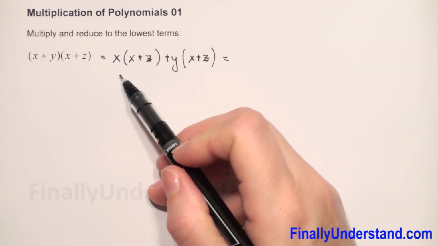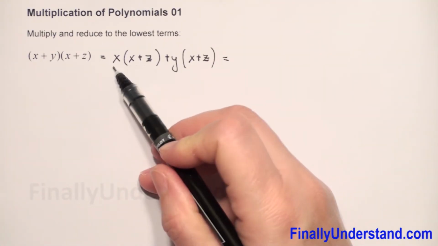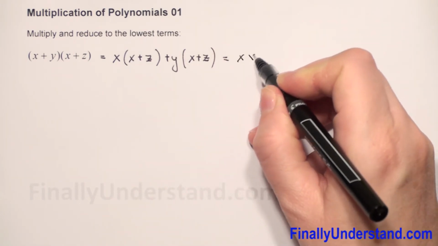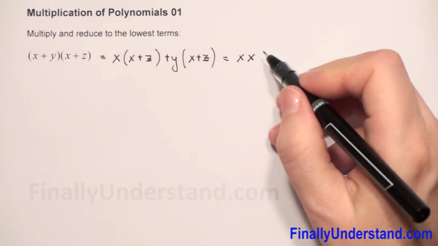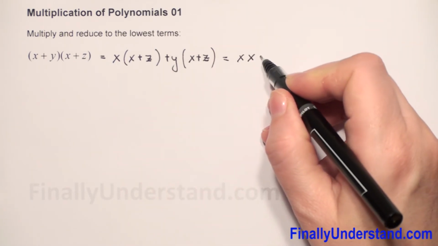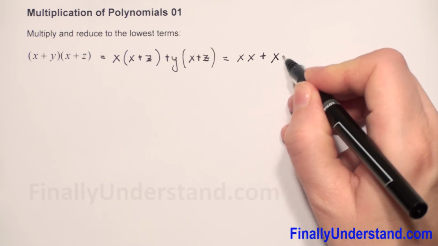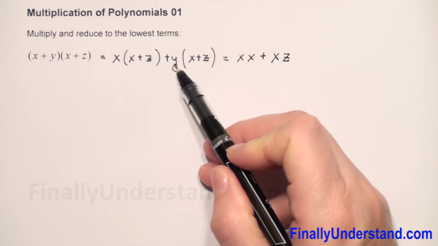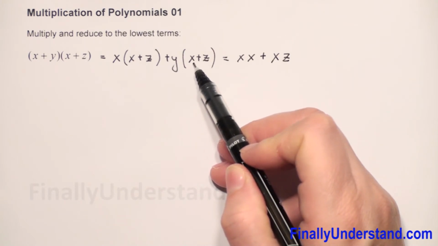Now we have to multiply every term in parentheses by x. So we have x times x, x times z, and we have positive x and positive z, so we have plus x times z. Now we have positive y times x plus z.